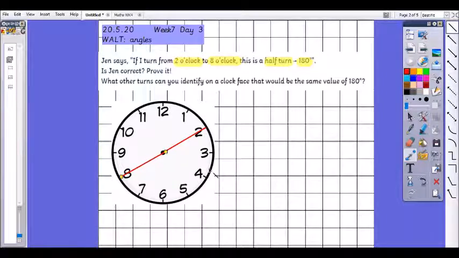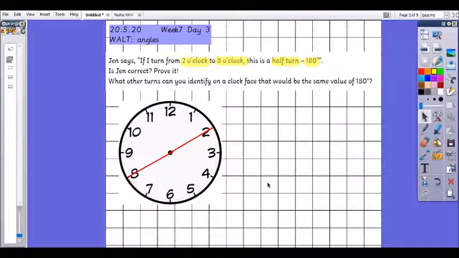As you can see from these lines, Jen has turned 180 degrees because we have created a straight line on the clock. We have also split the clock in half. Now the angles in a circle add up to 360 degrees, and half of this is 180, so she is correct. She would turn 180 degrees from 2 o'clock to 8 o'clock.